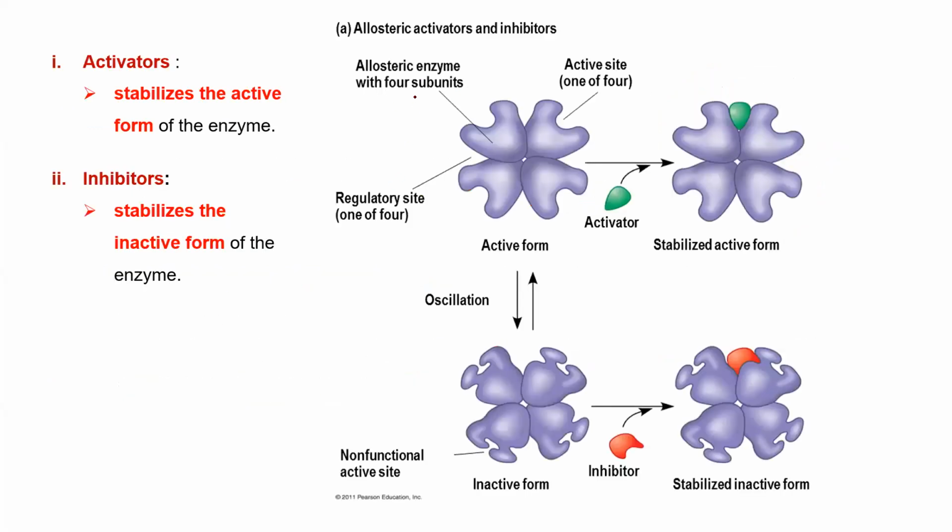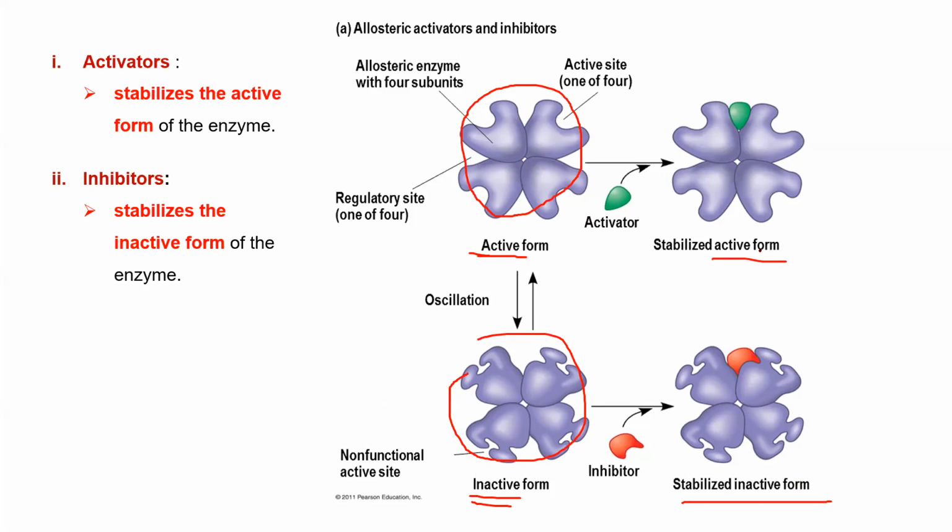So this is the allosteric enzyme. As you see, the molecule is not stable. It will keep on changing from the active form to the inactive form continuously. But you have to stabilize the enzyme. If you add an activator to the reaction, the enzyme will be stabilized in the active form. But if you add an inhibitor to the reaction, it will stabilize the inactive form.